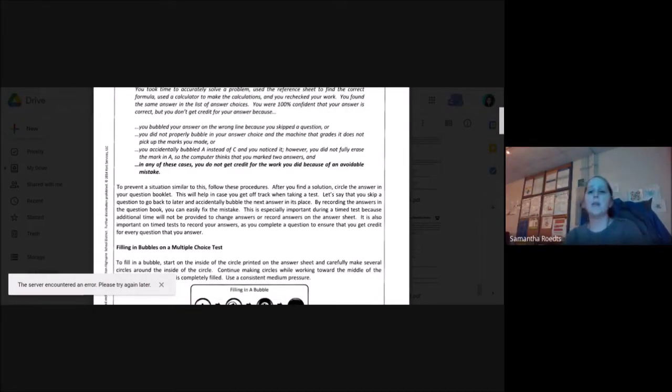After you find a solution, circle the answer in your question booklet. This will help in case you get off track when taking a test. Let's say that you skip a question, go back to it later, and accidentally bubble the next answer in its place. By recording the answer in the question book, you can easily fix the mistake. This is especially important during a timed test because additional time will not be provided to change answers or record answers on the answer sheet.